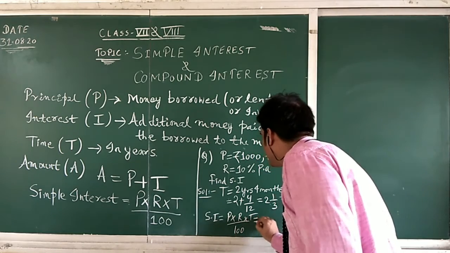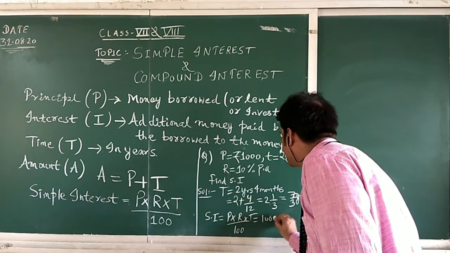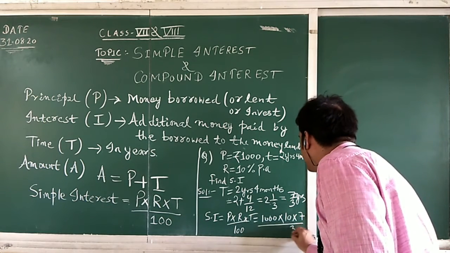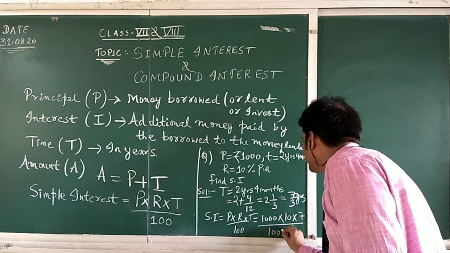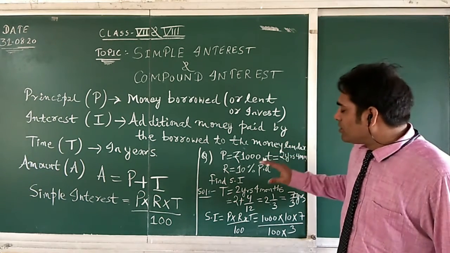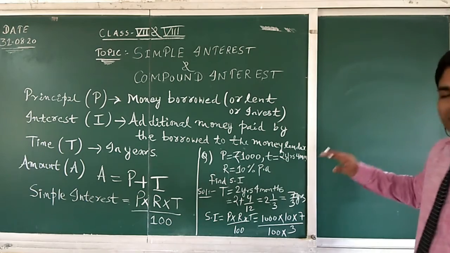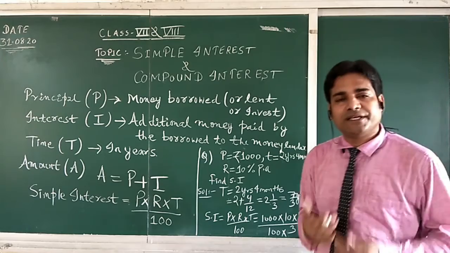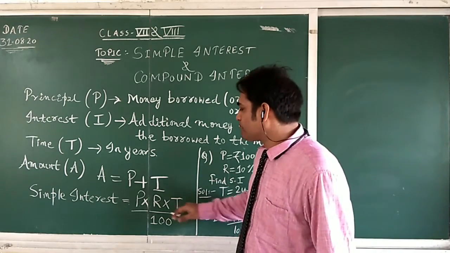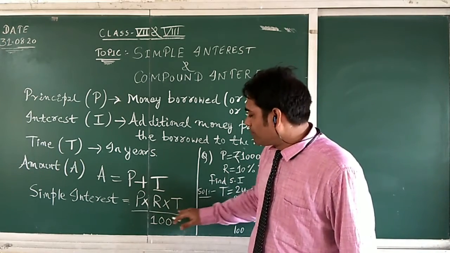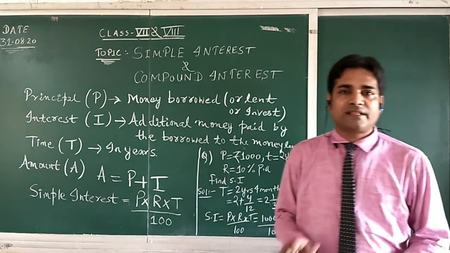And you put in the values. P value is 1000. R is 10%. T is 7 upon 3. And this is 100. So with the help of this formula, you calculate your simple interest. You have to take care whether the time is in years, and if it is in months, you convert the months into years, and then apply the simple interest formula, P multiply R multiply T upon 100. Is it clear?